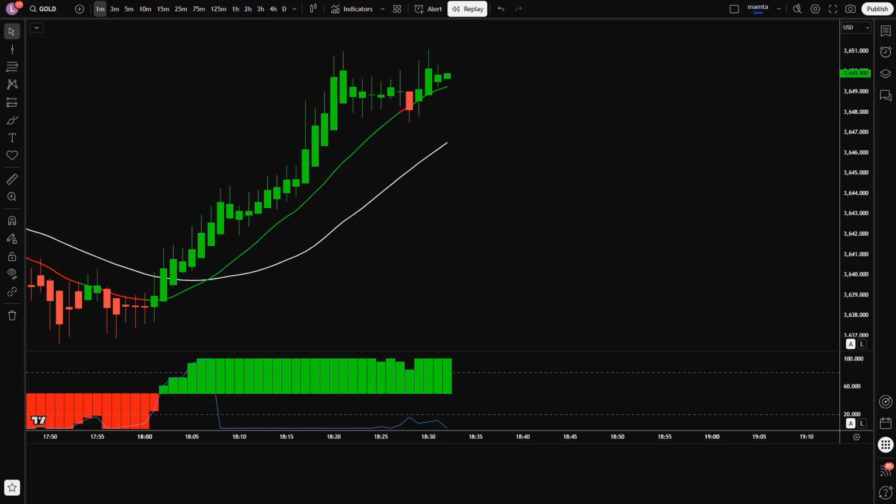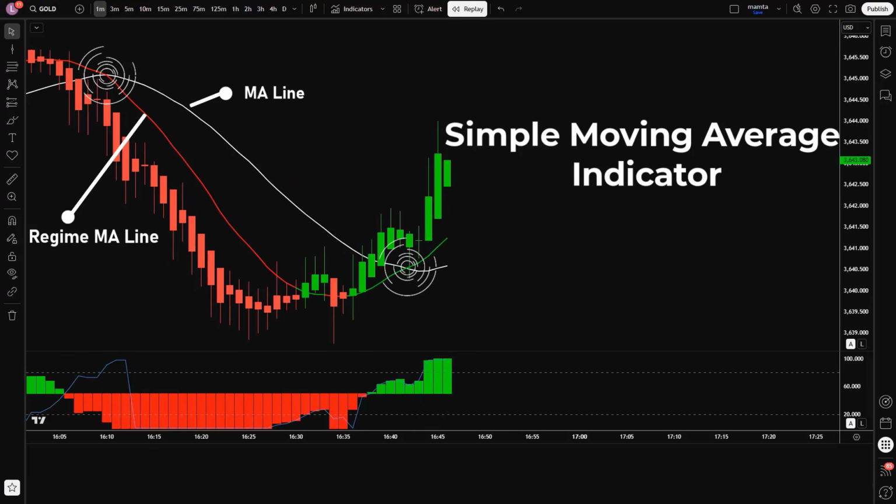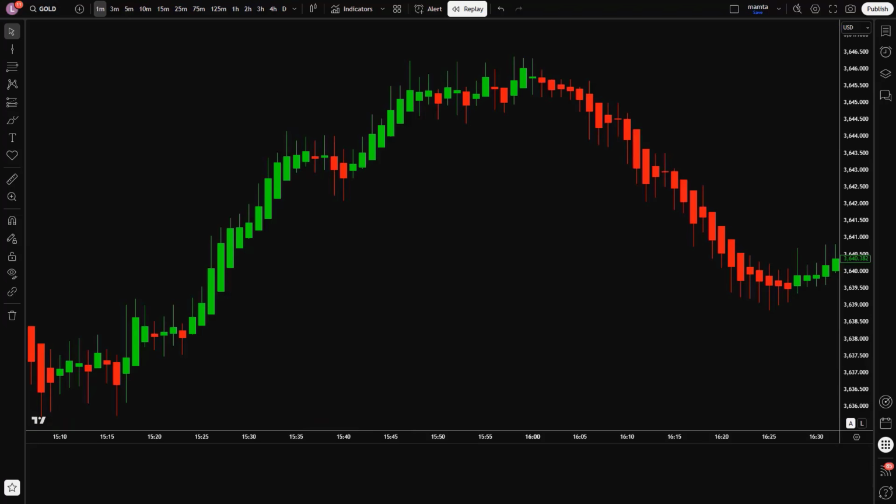First of all, let us know about trading tools. The MA line and regime MA line we see in the chart is the simple moving average with regime detection indicator. Let us now understand the trading setup. We open the gold 1-minute chart. This strategy works well on the 1-minute time frame, as this strategy is unique, as no one has ever told you about it before.